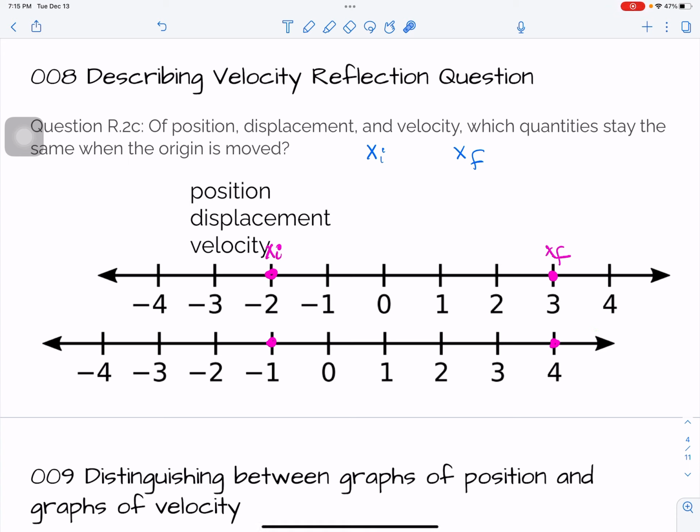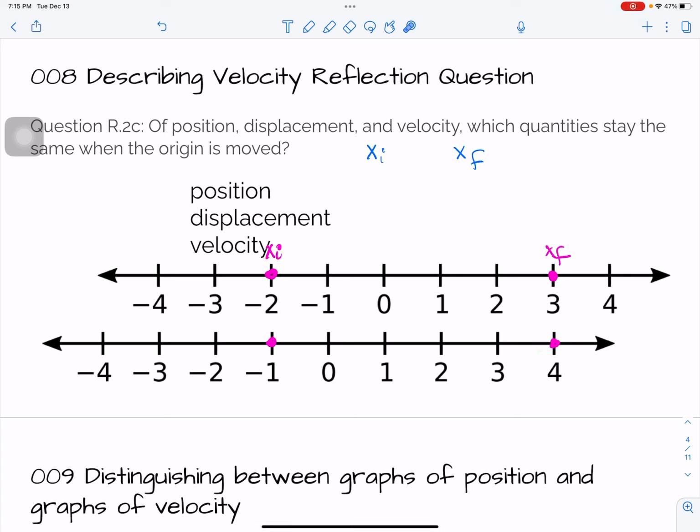So when I take the number line and slide it one position to the left, I can see that the position changes because when I have the number line here, x final is 3, x initial is -2. When I have the number line here, x final is 4 and x initial is -1.